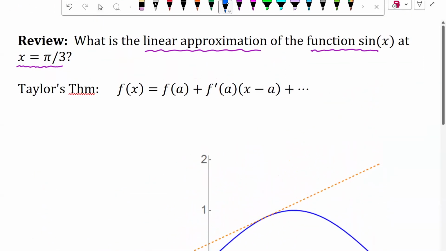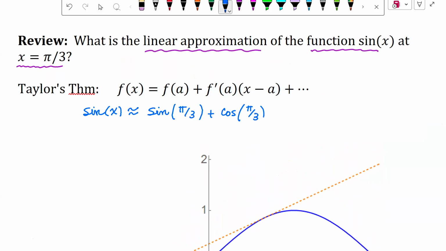Okay, let's look at the Taylor expansion around x is pi over 3. If we take sine x near pi over 3, that is going to be approximated by sine pi over 3 plus cosine, the first derivative, evaluated at pi over 3 times x minus pi over 3. And that's the first linear term. We'll stop there since we're just looking at an approximation. And when we plug in those values, that gives us root 3 over 2 plus 1/2 x minus pi over 3.